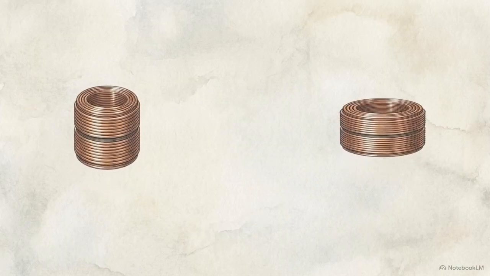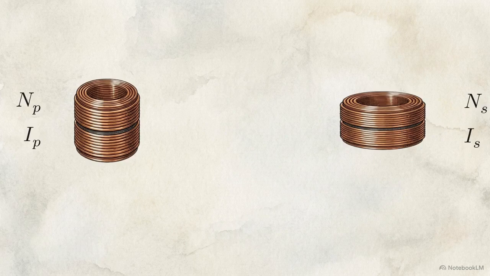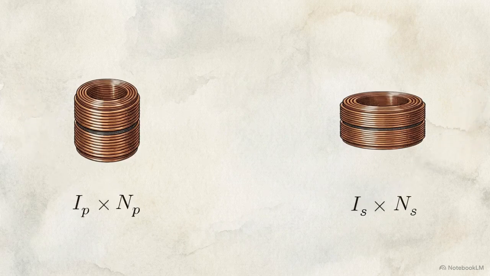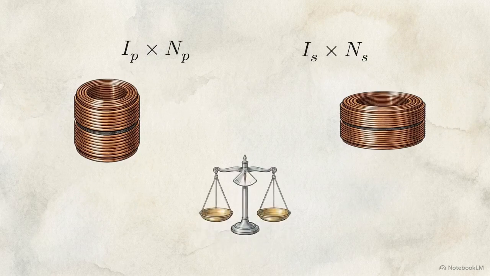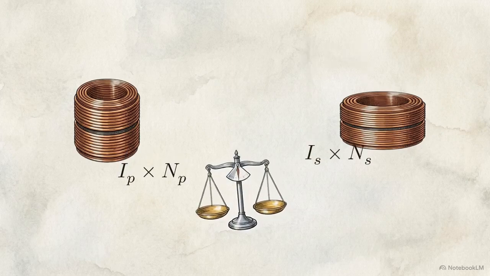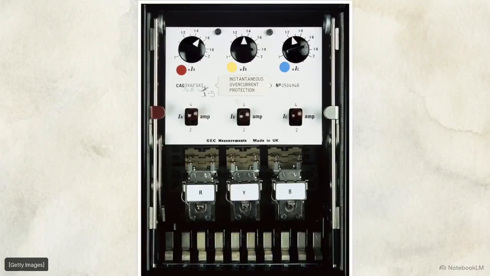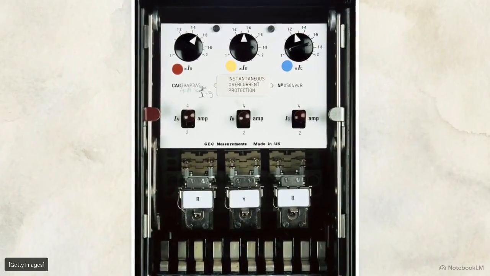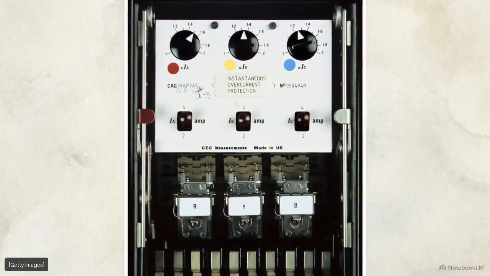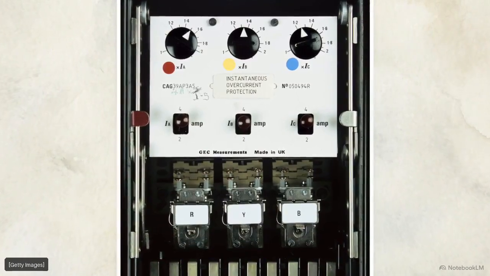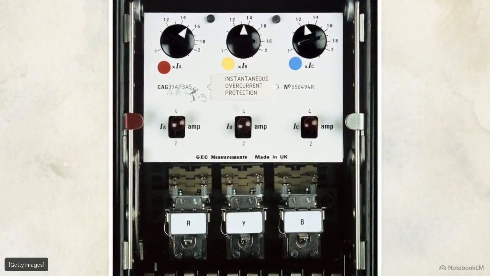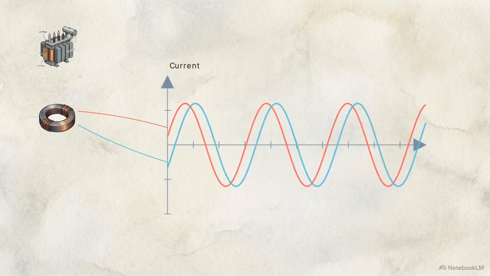The solution begins with ampere-turn balance. This principle dictates that the product of the current and the turns on the primary winding must equal the product of the current and the turns on the secondary. Historically, achieving this balance required physical hardware. Technicians wired external interposing transformers to manually correct the phase shifts before the currents ever reached the electromechanical relays. Modern microprocessor relays handle this internally via software.